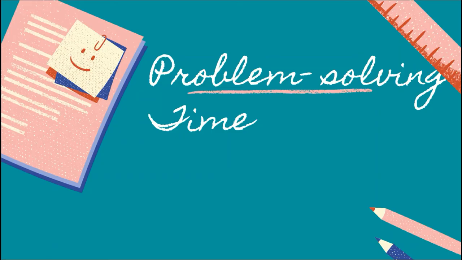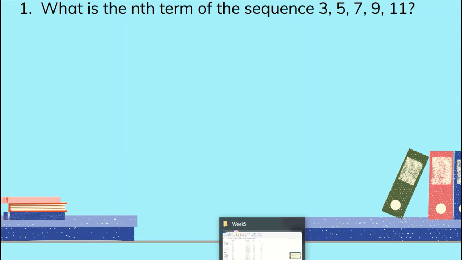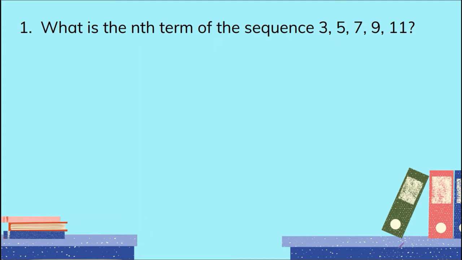Problem solving time. So now we are going to solve different problems involving sequences. Okay, so let's have number 1. Problem number 1, what is the nth term of the sequence 3, 5, 7, 9, 11? So, madali lang po, hinahanap lang natin yung ating nth term or yung ating general term or our a sub n. So, yung iba, mas madali nilang maintindihan kapag sinabi mong hinahanap natin yung formula. Okay, layman's term. Pero, ang tawag talaga sa kanya is the nth term or the general term.